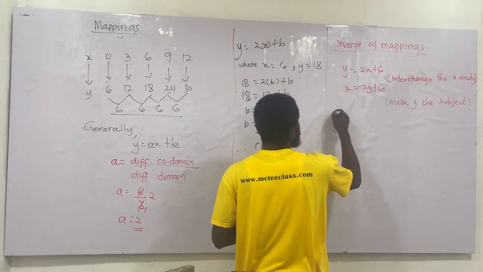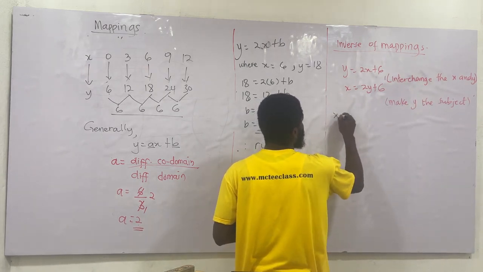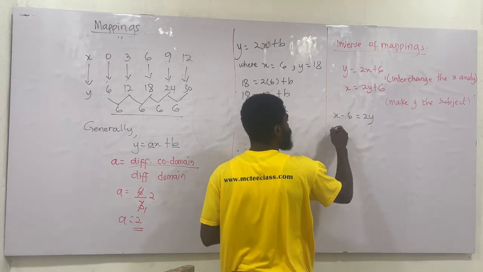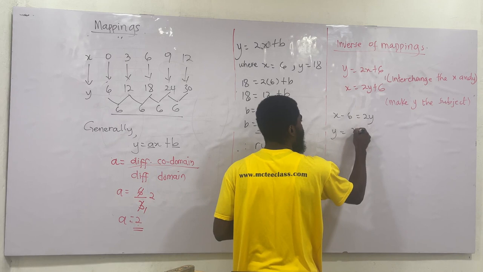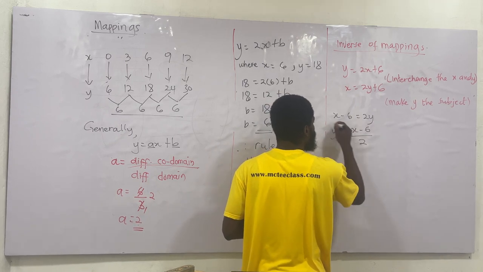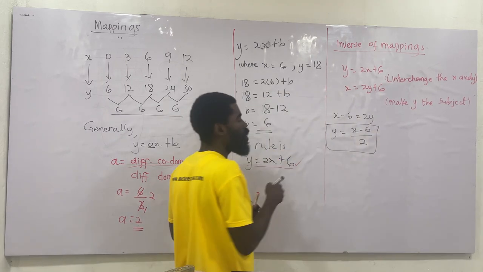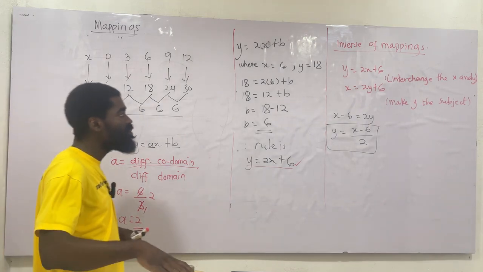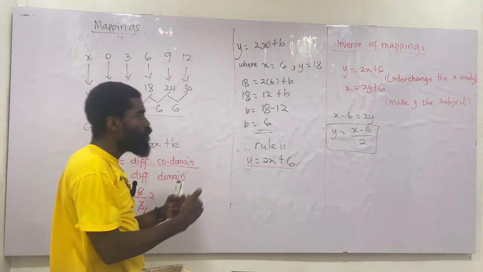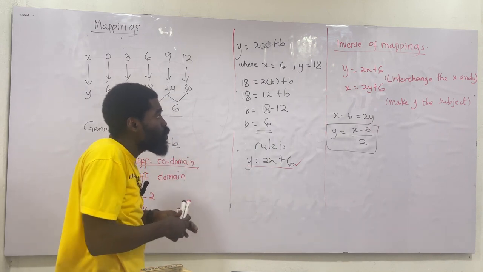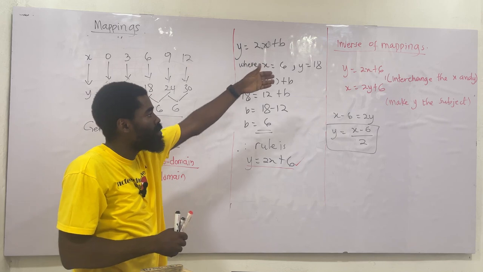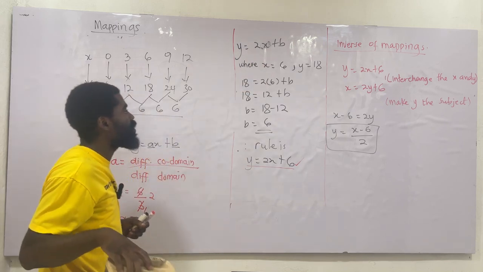So this gives me x minus 6 equals 2y. We need y, so the 2 will cross. So y should be equal to x minus 6 over 2. This is the inverse of the mapping. Do you understand what I'm saying here? So if you're asked to find the inverse, make sure you find the rule. After finding the rule, we interchange x and y, then we make y the subject. Very, very well.